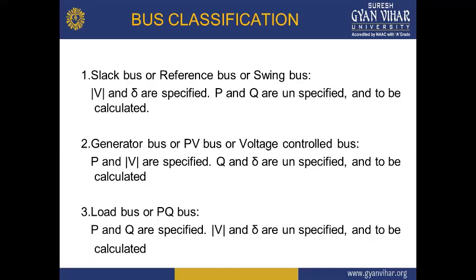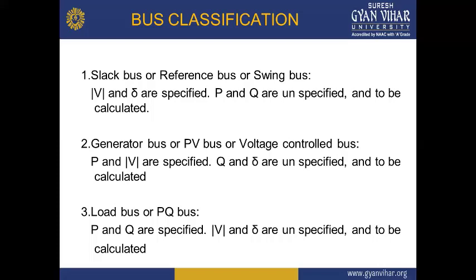The slack bus is the one in which the voltage magnitude and delta are specified. P and Q are unspecified and need to be calculated. That means we only have the voltage and angle specified in the system. We do not have knowledge about the P and Q, that is the real and reactive power at the load.